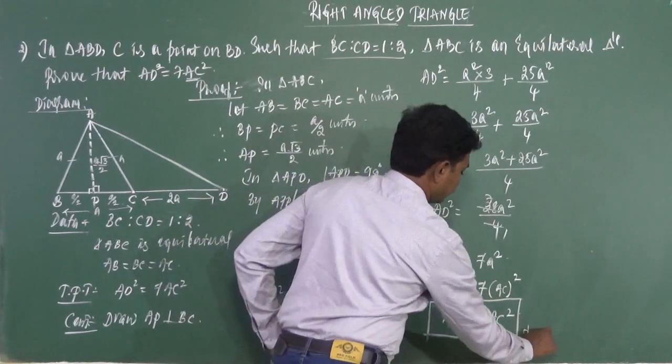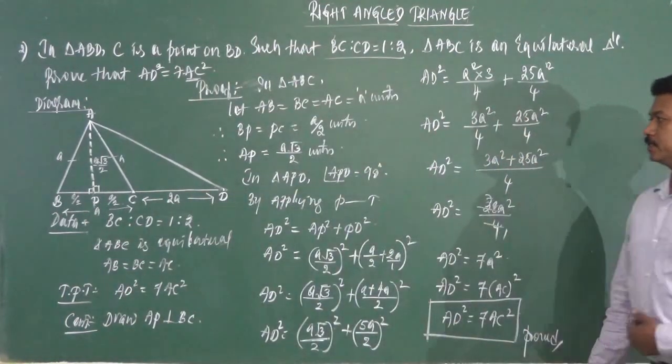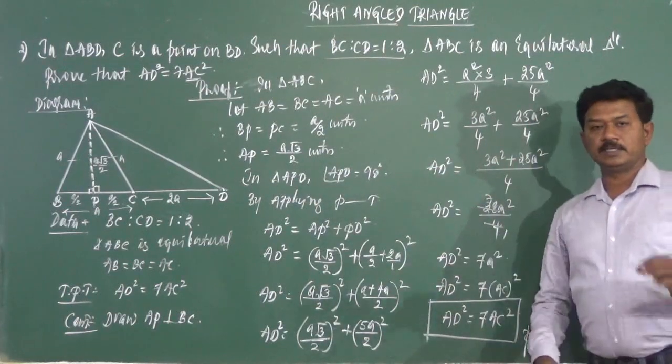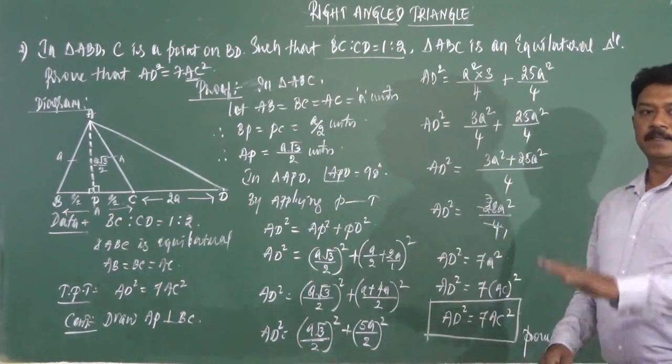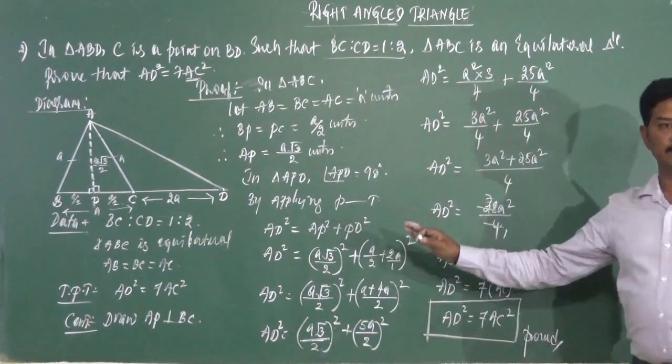So it's a very important problem for 3 marks on right angle triangle. Very important. It includes 2 triangles here. One is an equilateral triangle, and it also includes a right angle triangle. Therefore this problem is very important. Okay.